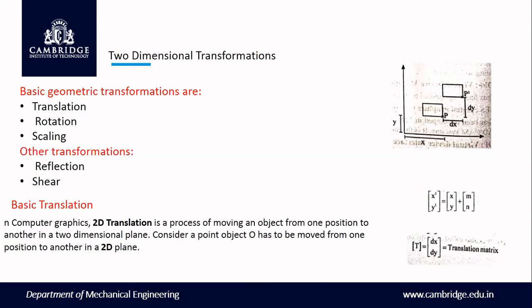A line can also be translated. A line has endpoints (1, 1) and (2, 2). The line has to be transformed by a translation matrix, tx and ty, that is, how many units along x and how many units along y. It is represented with the symbols tx and ty.